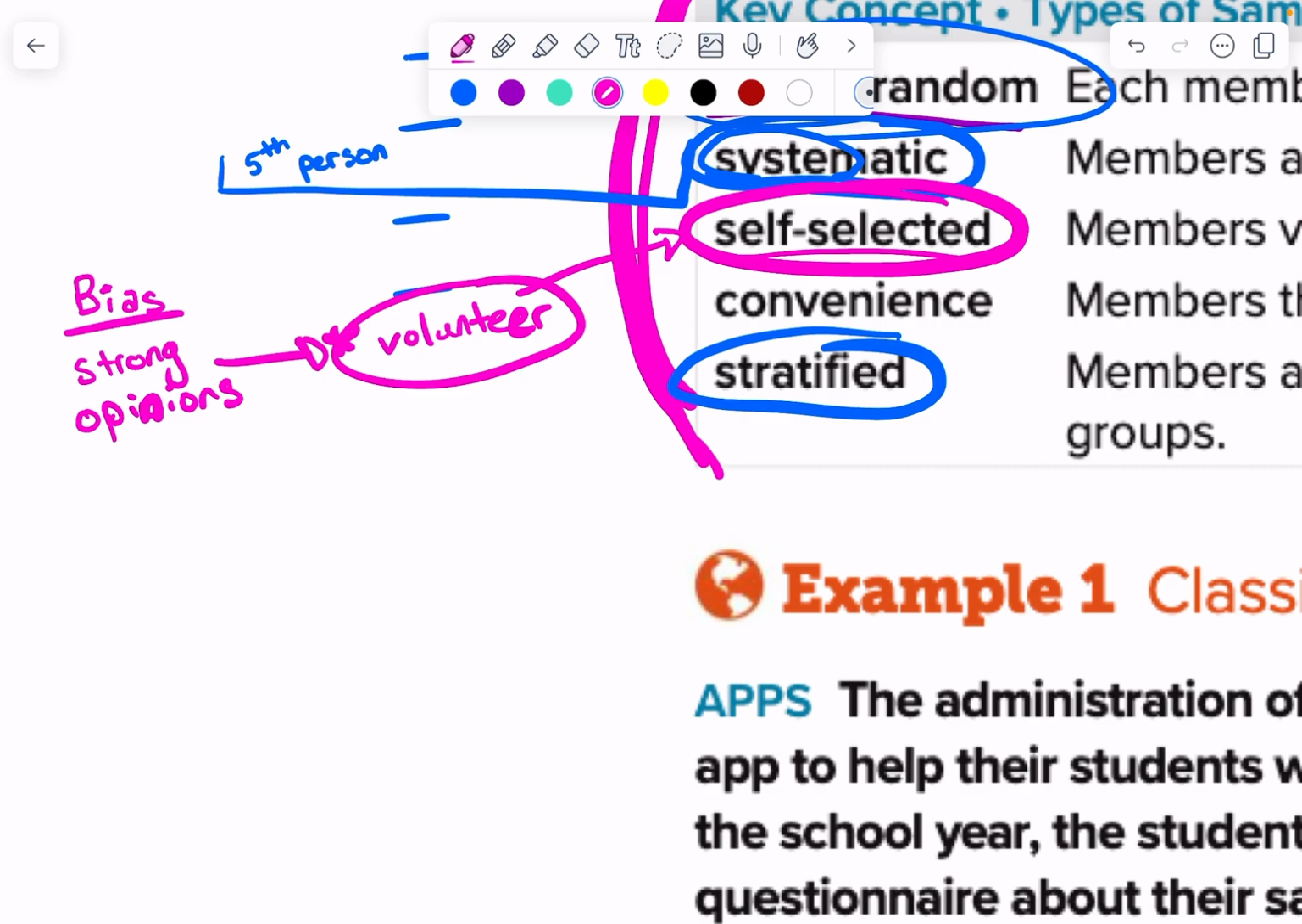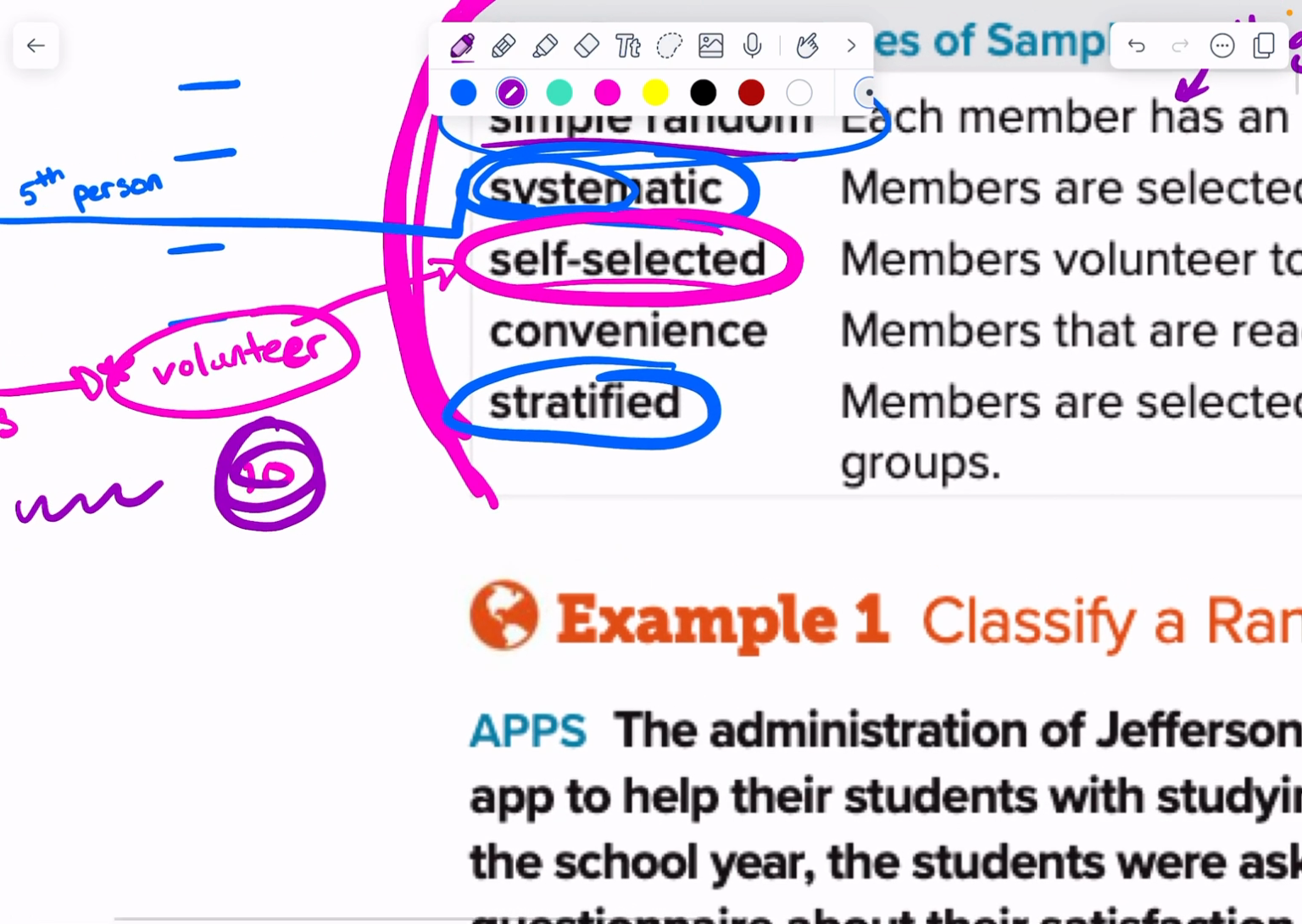If you think of it as on a scale from 1 to 10, how do you feel about this? You're going to get all of these people and all of these people, but you're not going to get very many people in the middle, and you need to have data from those people. Okay, so that's the problem with a self-selected or a volunteer sample.